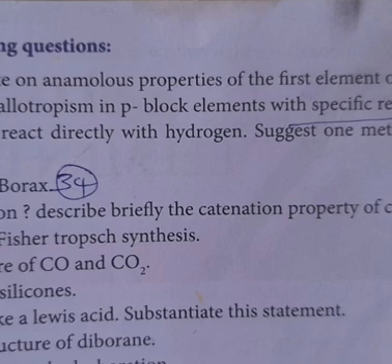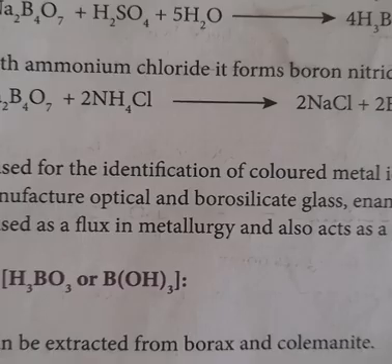Then the last question is, give the uses of borax. Page number 34, uses of borax. Today I already told you about that. It is used for the identification of colored metal ions and manufacture of optical and borosilicate glass, enamels and glazes for pottery. It is also used as a flux in metallurgy and acts as a preservative. A very, very important question. The 4 questions are over.